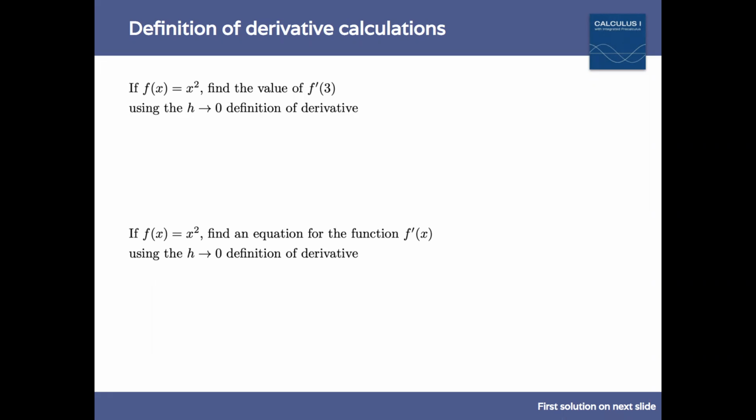If this had been x to the 3rd power, I would have taken the 3rd power. If it had been the square root of x, I would have taken square roots. So this calculation is going to look really different depending on what function you give it.